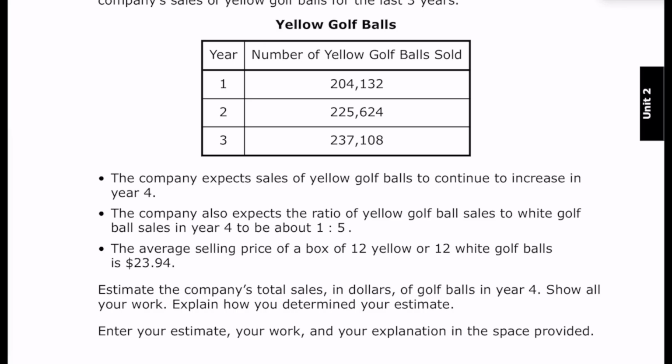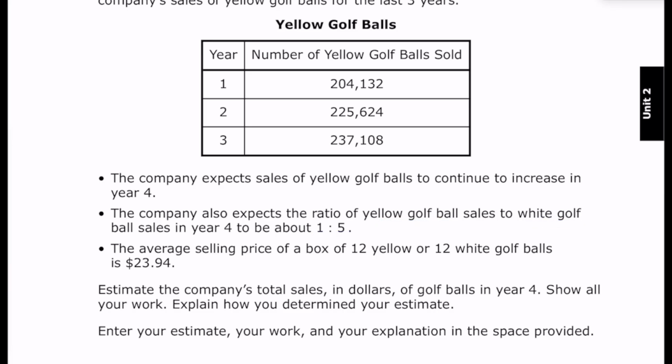And just keep in mind that these are just the yellow ones. Let's see what other information we are told. The company expects that the sales of these yellow golf balls are going to continue to increase in year 4. So it has to be more than this 237,108. The company also expects that the ratio of yellow golf balls to white golf ball sales in year 4 is going to be 1 to 5. So if yellow golf balls to white golf balls, that means yellow is 1, 5 is white. So that means that'd be 5 times more white golf balls or 5 times less yellow golf balls.